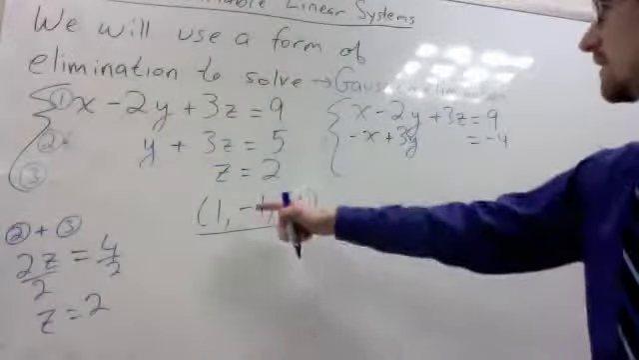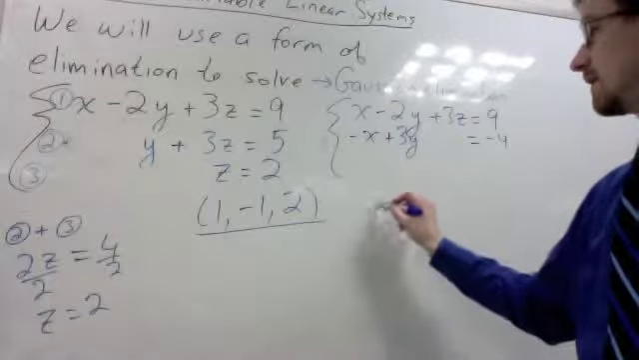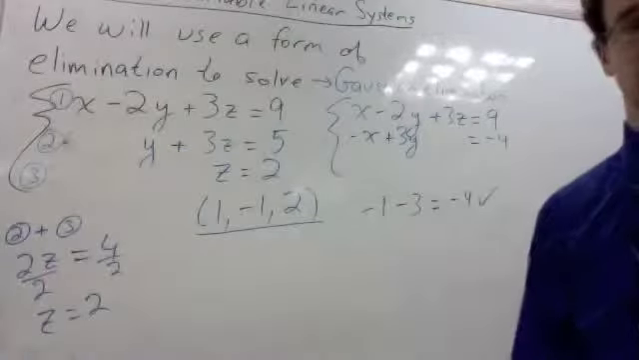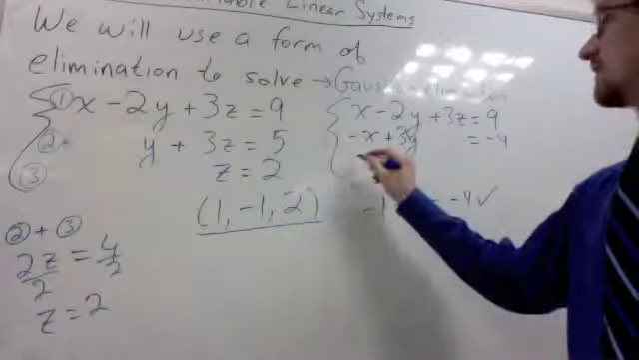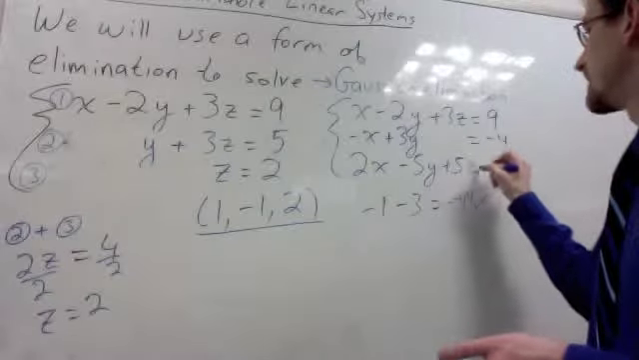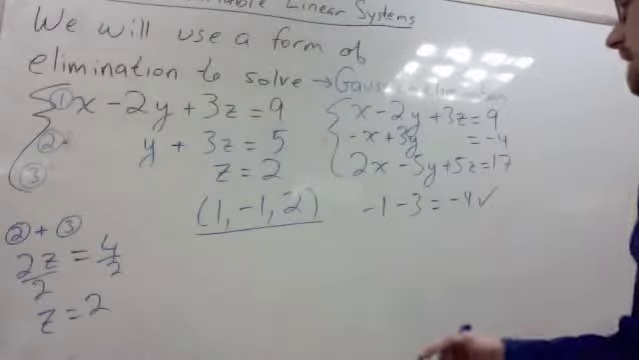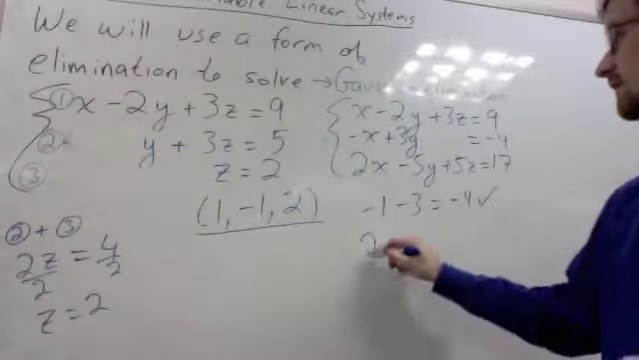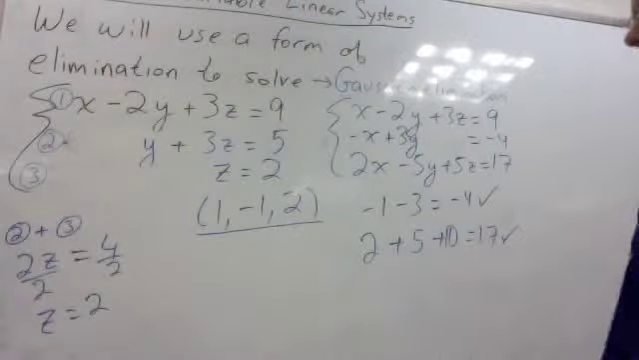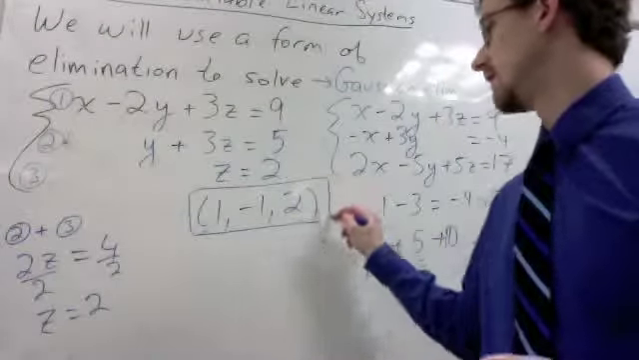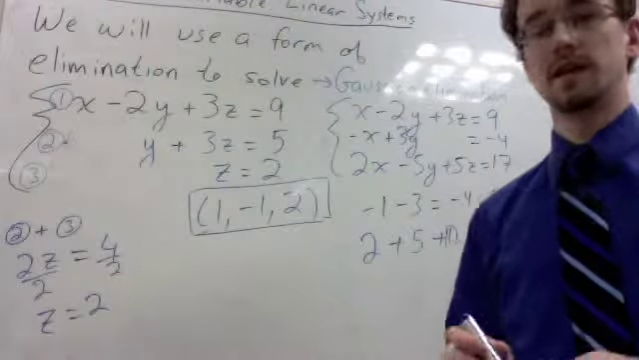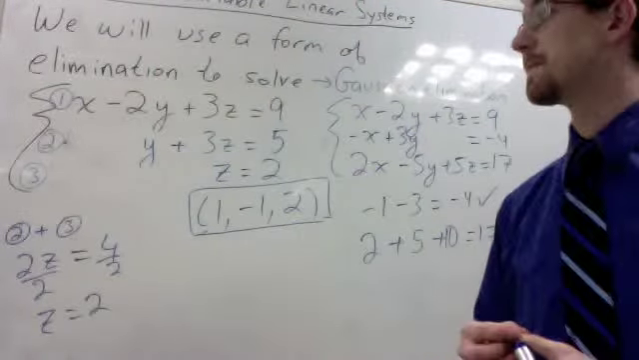If we plug into this equation, we have negative 1 plus 3 times negative 1 is minus 3 equals negative 4. That works. And our original third equation was 2x minus 5y plus 5z equals 17. If we plug those in, we have 2 plus 5 plus 10 equals 17, which is indeed true. So this ordered triple, just confirmed, solves our original linear system of 3 variables.